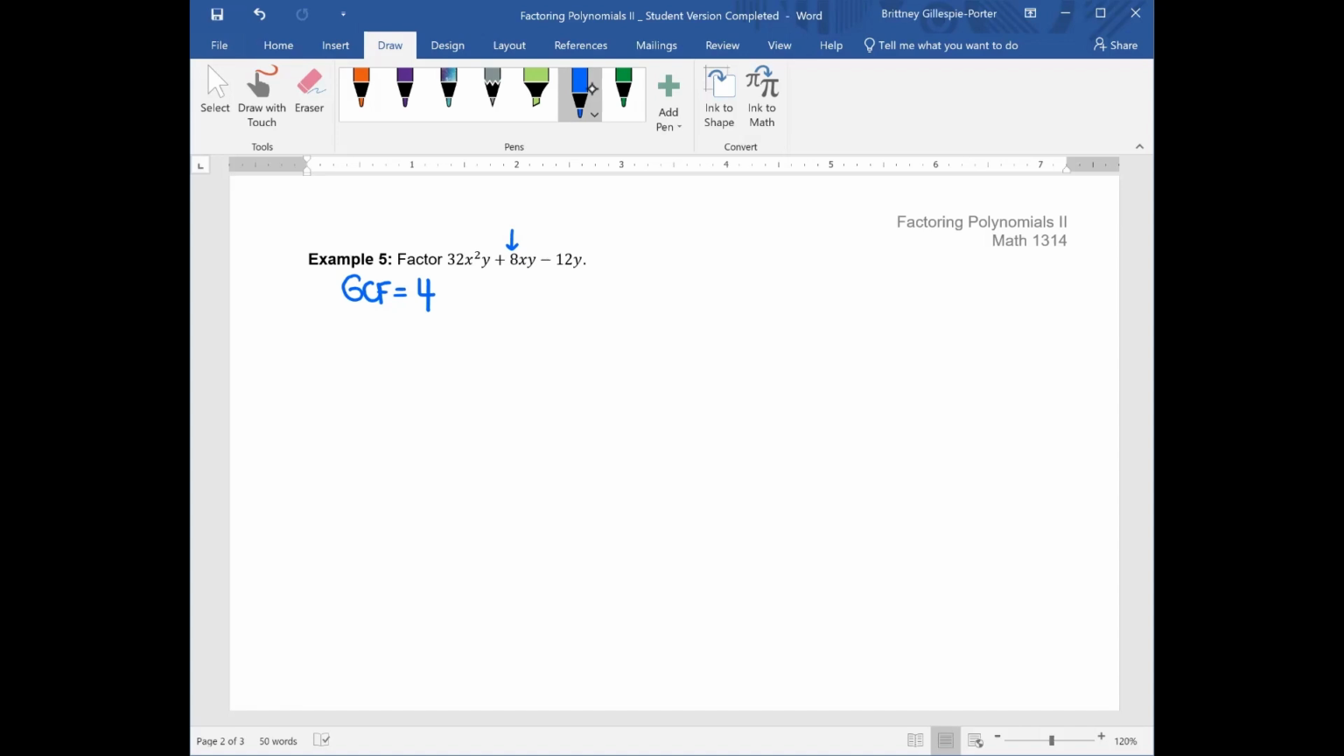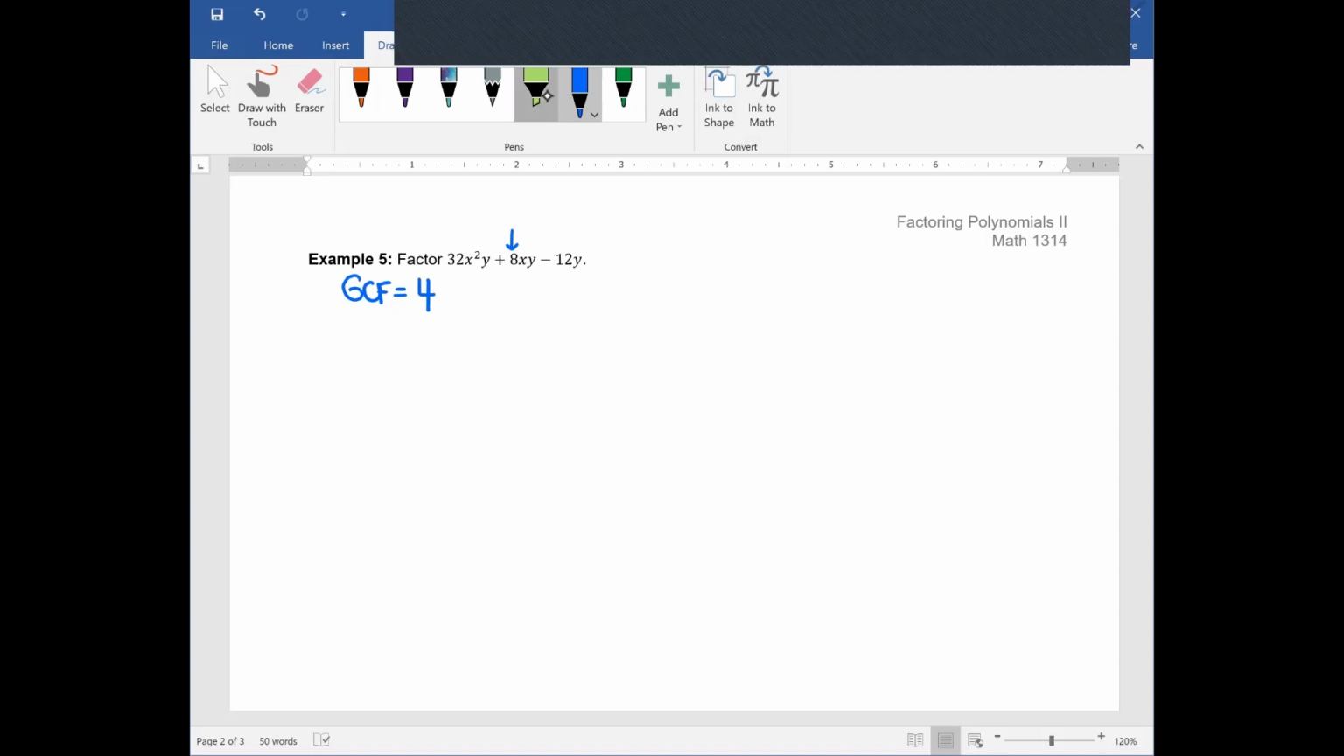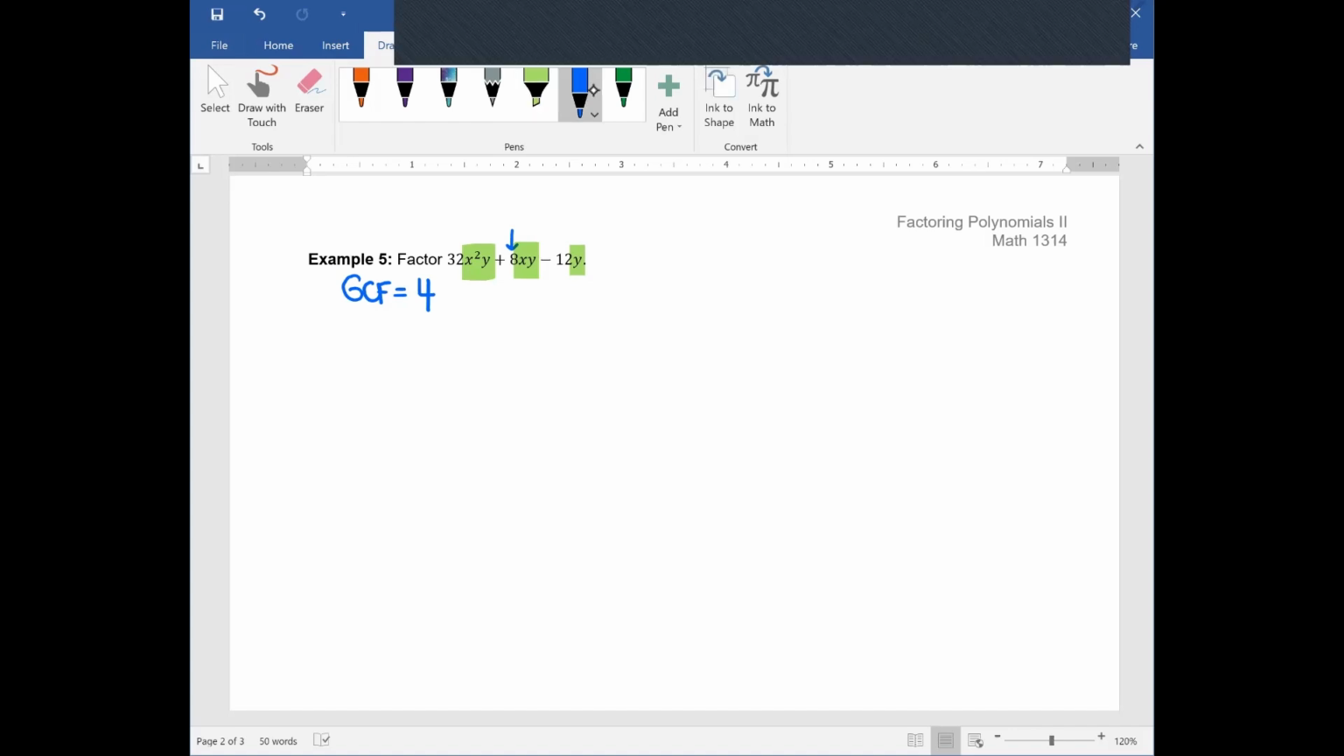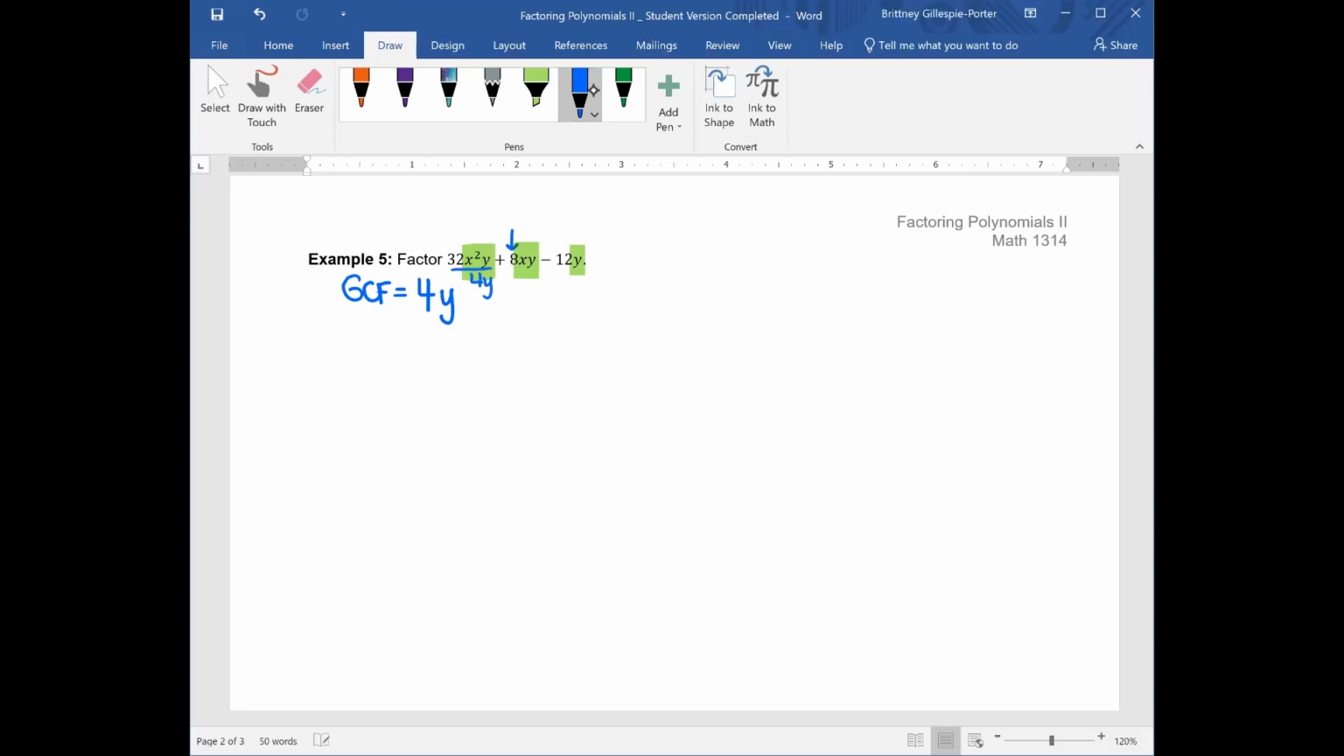Let's look at our variables. Our 32 has an x squared and a y. Our 8 has an xy. And our 12 has a y. We're not going to have an x in the GCF because the 12 doesn't have one. But everybody has a y, which means we can include that in our GCF. So we're going to take each of our terms. We're going to factor out or divide out our 4y because we're factoring out our GCF. It goes out front and we open some parentheses.